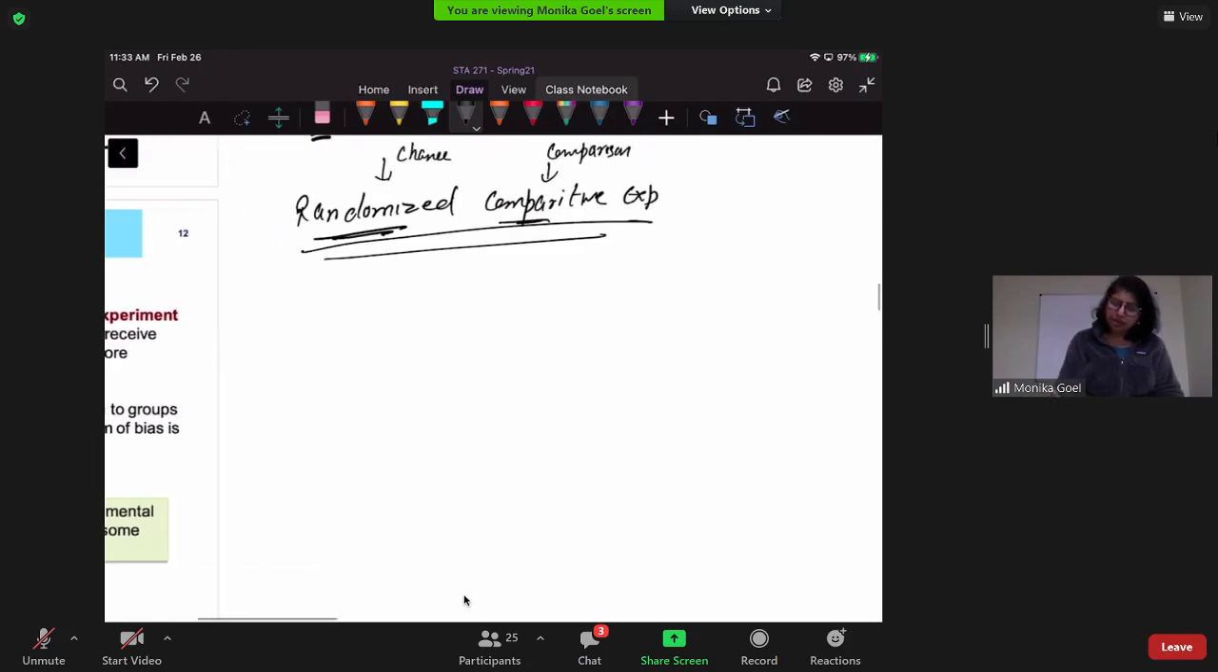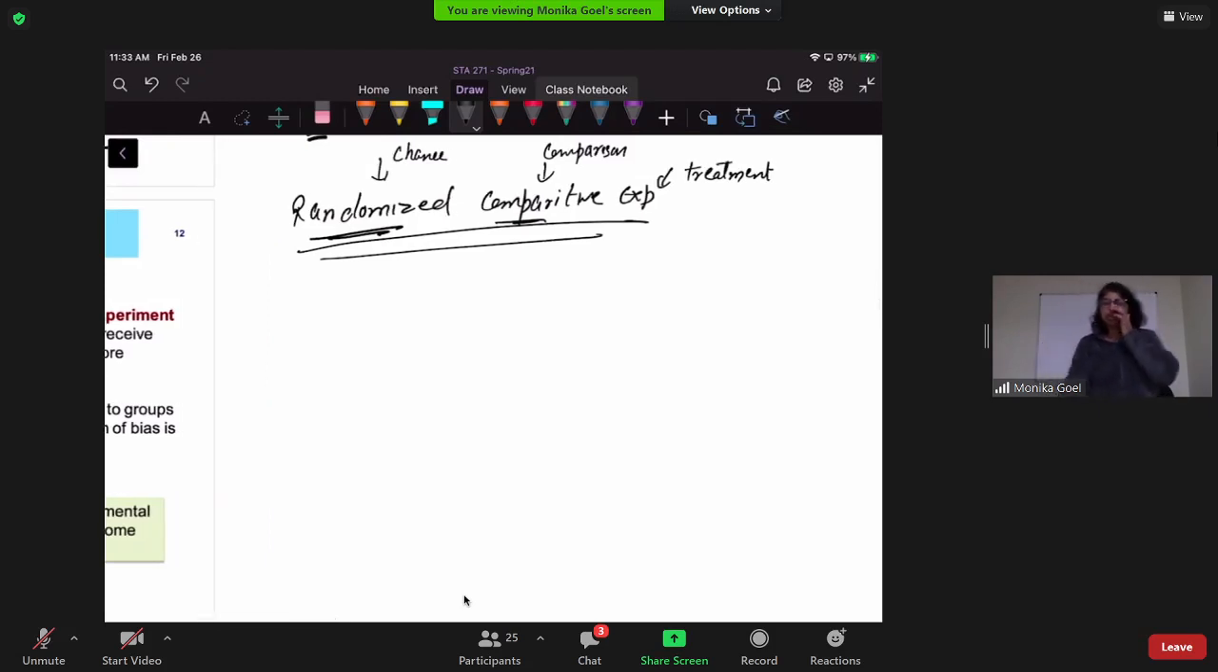And then experiment, that means I'm applying the treatment. So randomized comparative experiments are the best way to eliminate bias and give us good results because we are doing the chance process, giving equal chance to every subject, then doing the comparison, applying the treatment either to different groups or applying the treatment and the placebo and then comparing. And again, treatment is there.